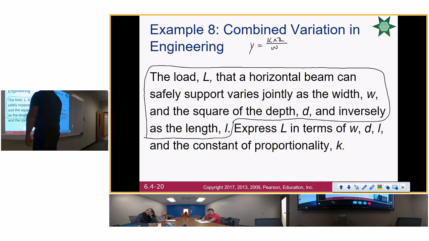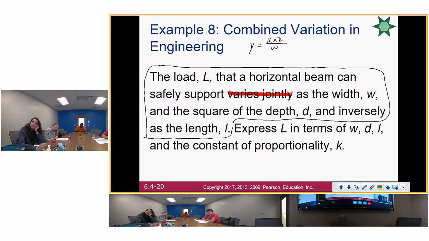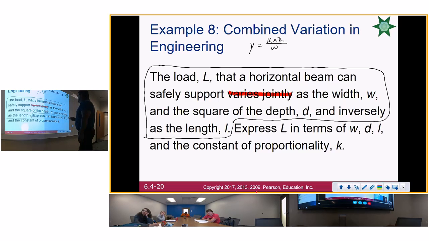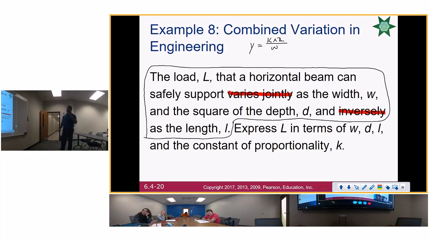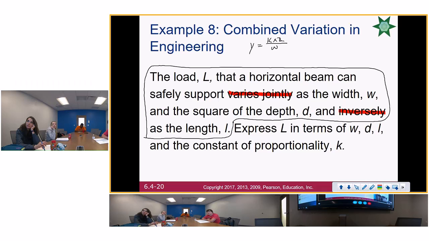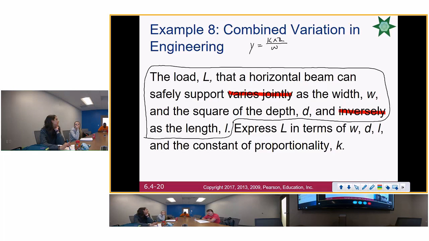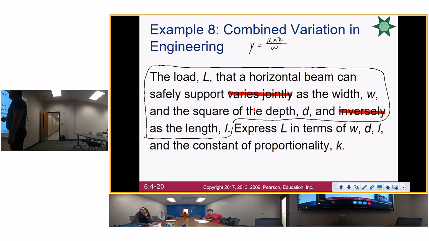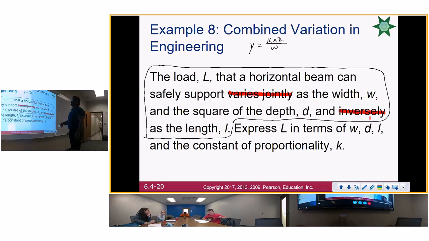So varies jointly as the width and the square of the depth. We've got to square that depth, but we ain't changed it. And inversely. So this one has 2 of your variations in it. Okay, but how did you get the y equals kxz over w? KXZ is jointly. Inversely is over W.